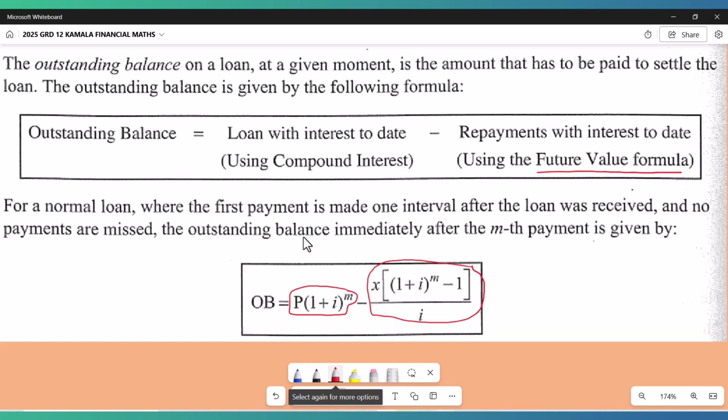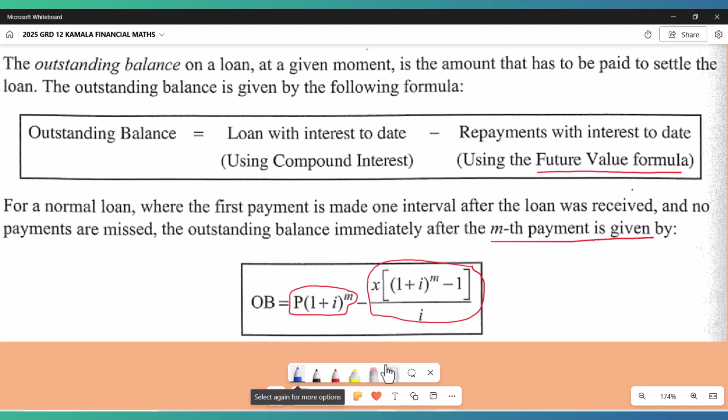Then you can get your outstanding balance, okay? So it's saying that for a normal loan, where the first payment is made one interval after the loan was received, and then no payments are missed, the outstanding balance immediately after the nth payment is given by this formula here. Are we together? Now, this formula we use when we know how many payments have been done. However, if we only know the outstanding payments to be done, then we don't have to use this formula here, but instead we use this one like this now, okay?